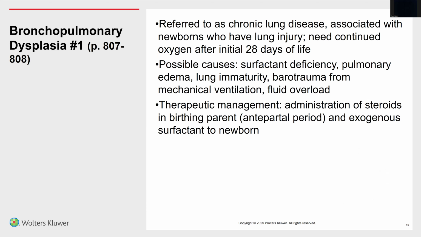Bronchopulmonary dysplasia is a chronic lung disease associated with newborns who have a lung injury, and they're going to need continued oxygen after their initial 28 days of life. Possible causes could include surfactant deficiency, pulmonary edema, lung immaturity, barotrauma from mechanical ventilation, and fluid overload. We're going to manage these little ones by administering steroids in the birthing parent during the antepartum period and provide exogenous surfactant to the newborn once it's born.